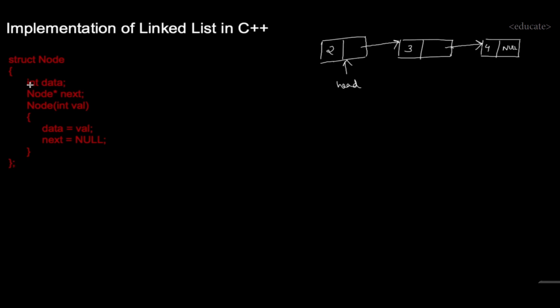The next part is interesting, that is you have a pointer which has a data type same as the structure. Such structures are called self-referential structures. Here, the reason for having a self-referential structure is that every node needs to have the address of the next node and the data type of the next node is same as the current node. That is why we have a self-referential structure.